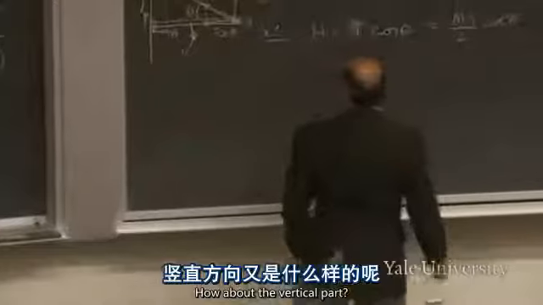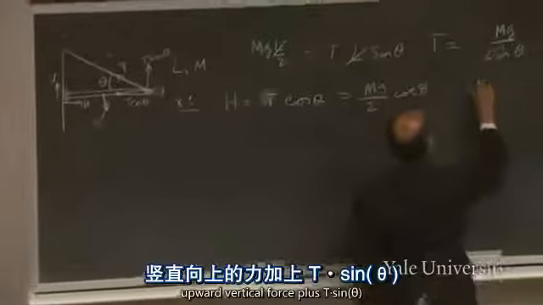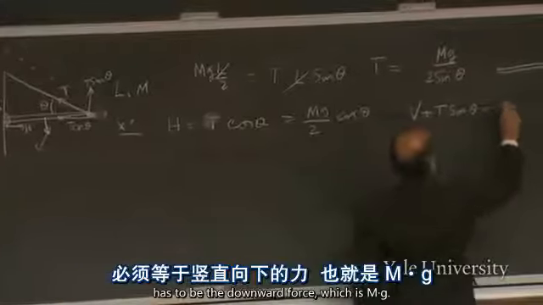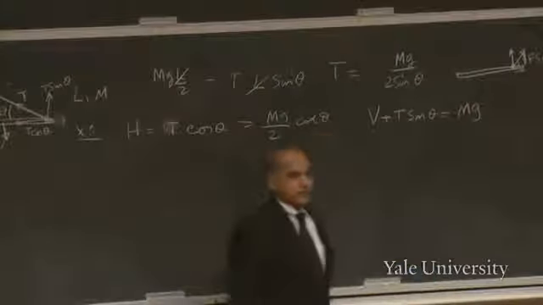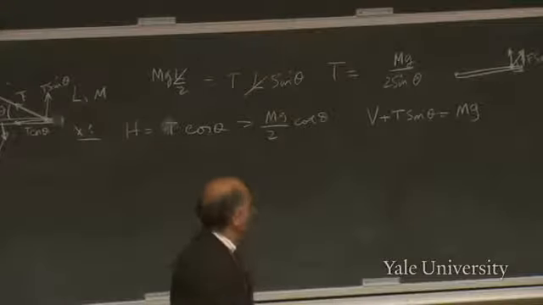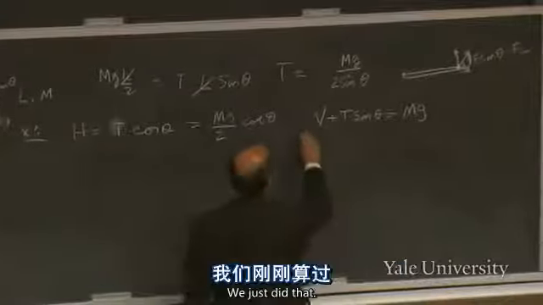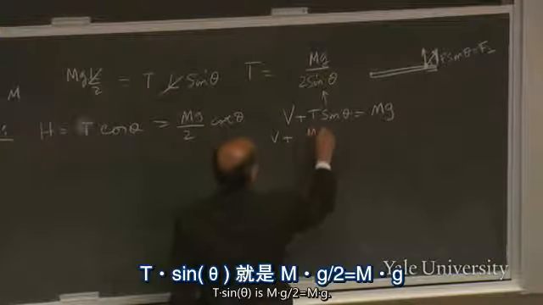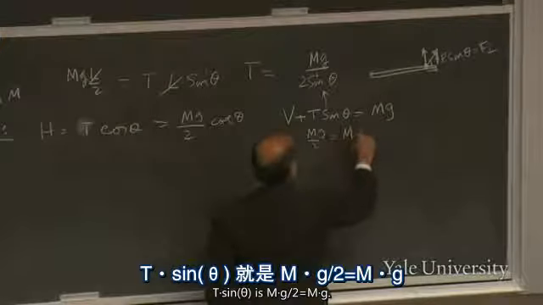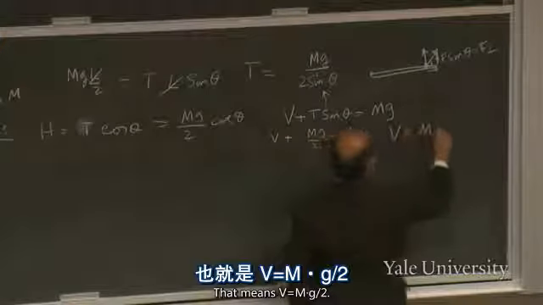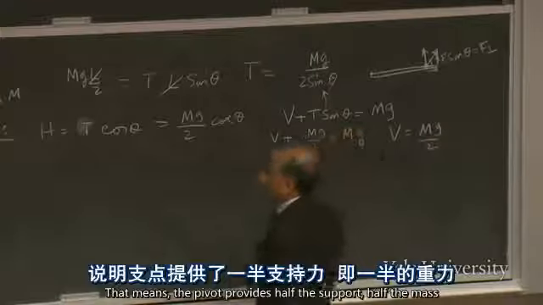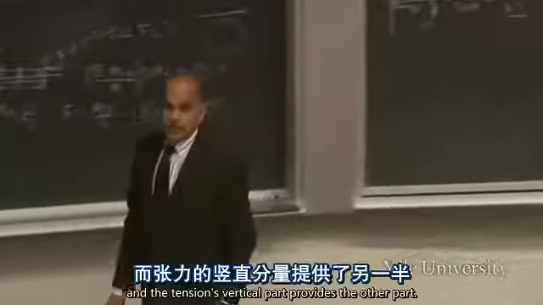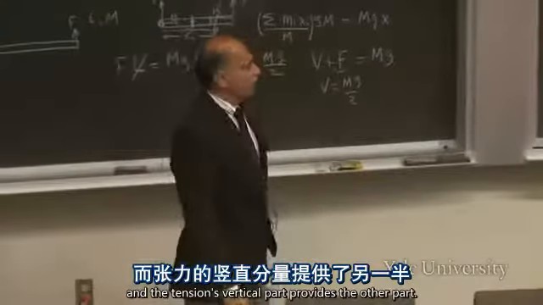How about the vertical part? In the vertical direction, the upward vertical force plus T sine theta has to equal the downward force, which is mg. Well, we know what T sine theta is. We just did that. If you look up here, T sine theta is mg over 2. So V plus mg over 2 equals mg. That means V is mg over 2. That means the pivot provides half the support, half the mass, and the tension's vertical part provides the other part.